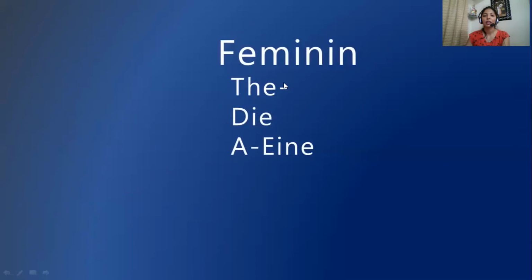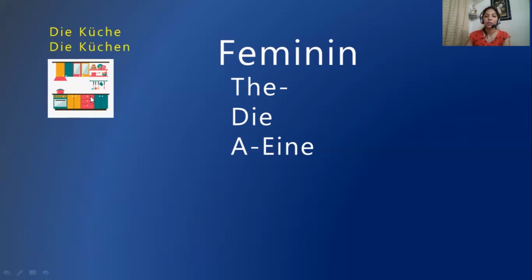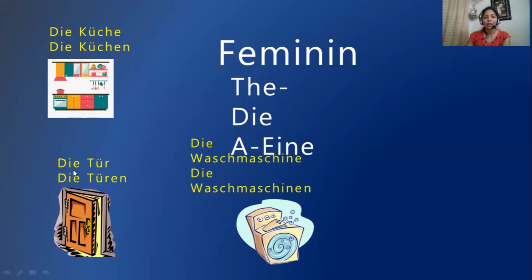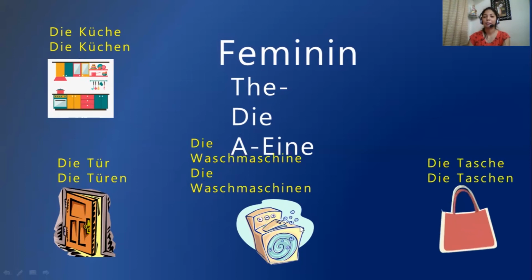Let's look at the feminine. The is die, a is eine. Die Küche, the kitchen. Die Küchen, the kitchens. Die Tür, the door. Die Türen, the doors. Die Waschmaschine is a washing machine, the washing machine. Die Waschmaschinen is the washing machines. Die Tasche is the bag. Die Taschen is the bags.